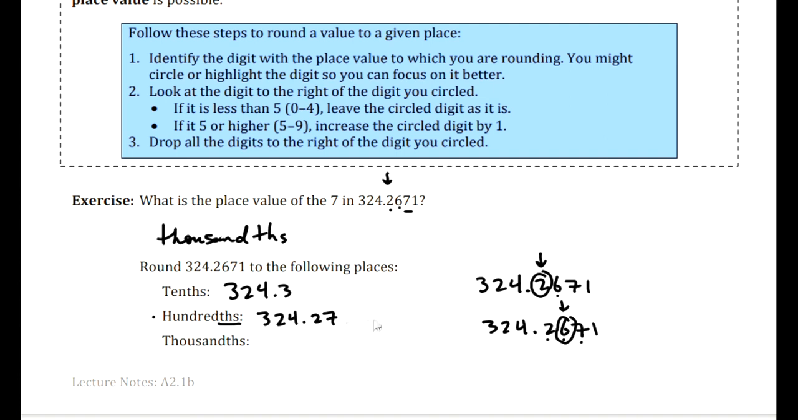If we wanted more accuracy, we could round to the thousandths place. For thousandths, we go to the third decimal place. Tenths, hundredths, thousandths. We circle the 7. We look to the digit to the right of 7. It's a 1. 1 is less than 5. So we don't do anything to this 7.